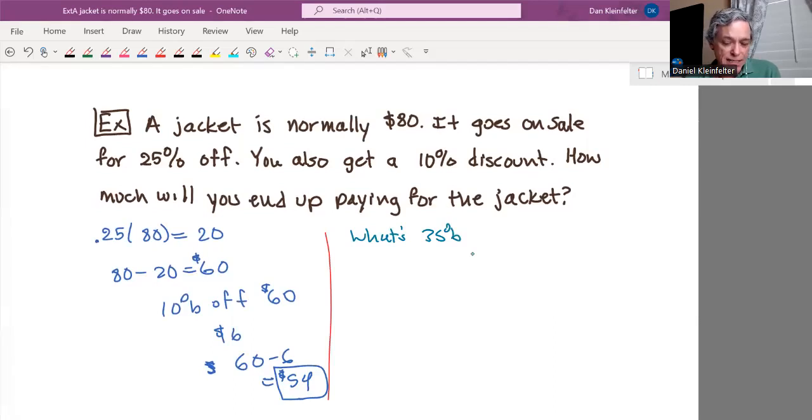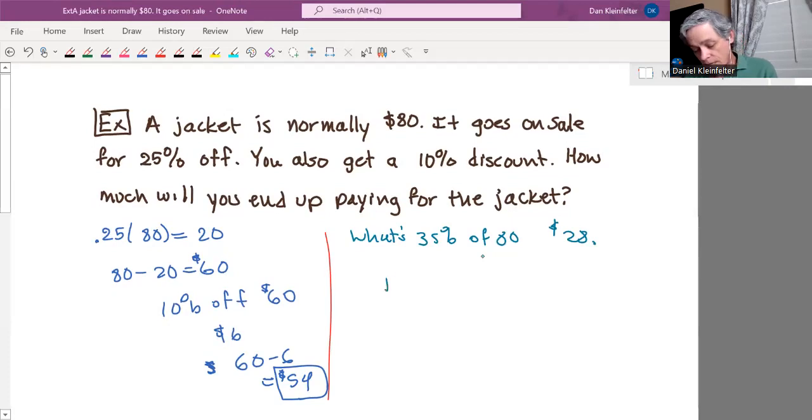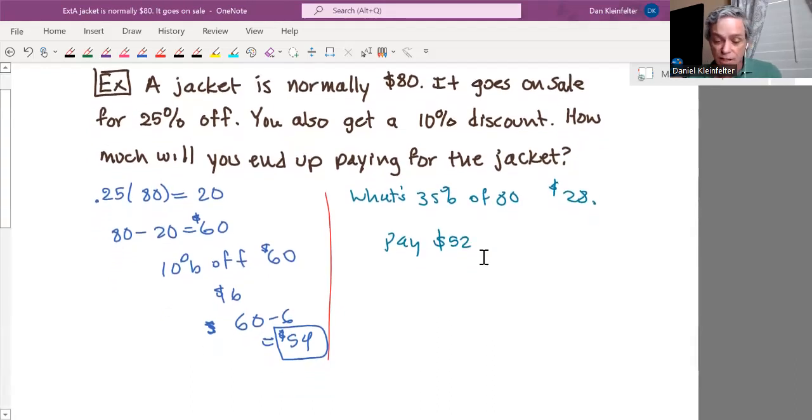You can't add the percents to say, okay, well, it's 35%. So 35% of the 80 is $28. It's $28. And so then if you save $28 on this $80 jacket, you would end up paying $52, which is, of course, not the $54 that you really would pay. The reason for that is, of course, that the percentages don't add.